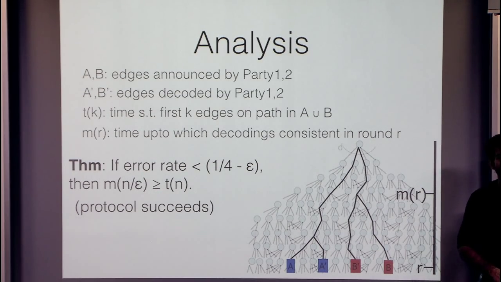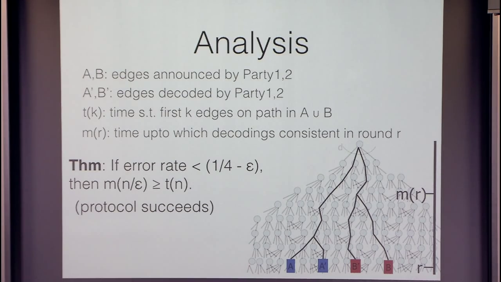So there are 2 epsilons here, right? For the tree code and for the communication.